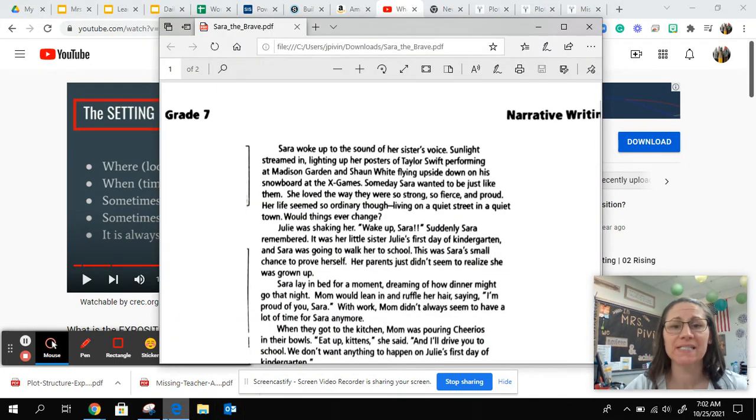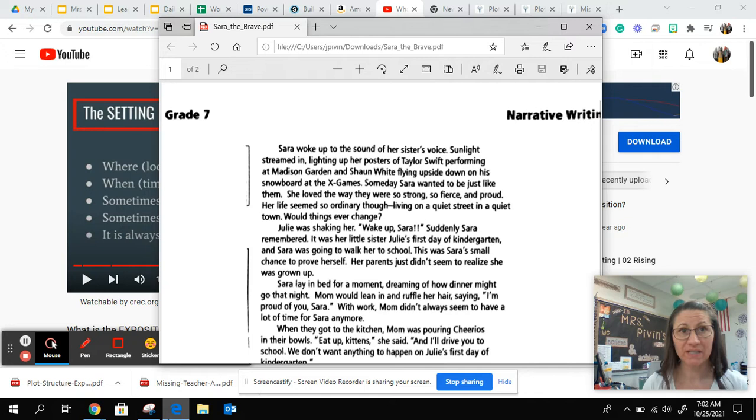So Sara woke up to the sound of her sister's voice. Sunlight streamed in, lighting up her posters of Taylor Swift performing at Madison Garden and Shaun White flying upside down on his snowboard at the X Games. Someday, Sara wanted to be just like them. She loved the way they were so strong, so fierce, and so proud. Her life seemed so ordinary, though, living on a quiet street in a quiet town. Would things ever change?